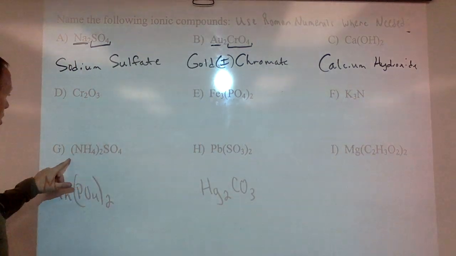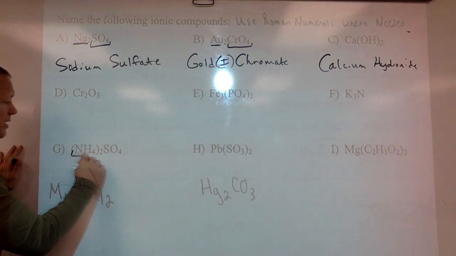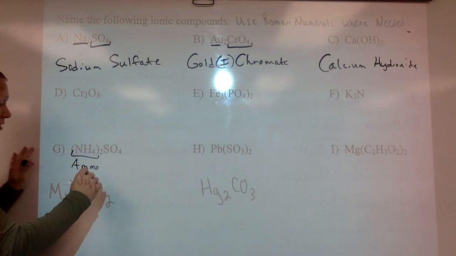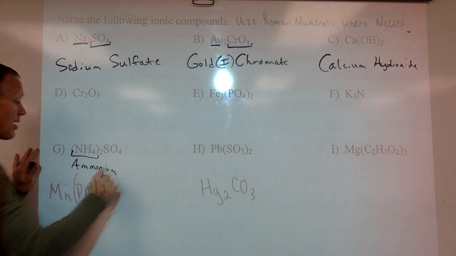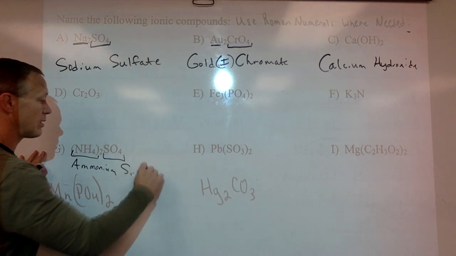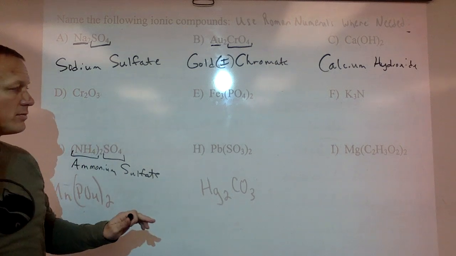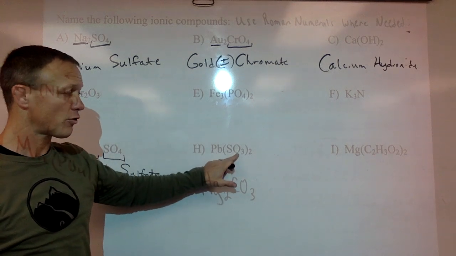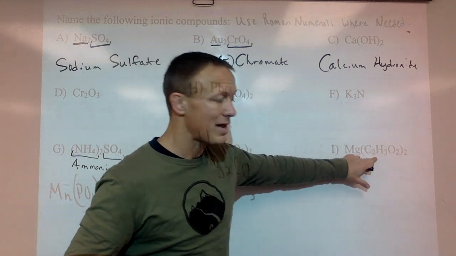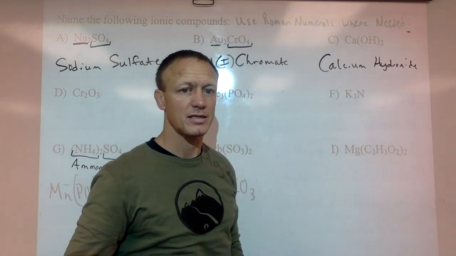Okay. One more here. NH4 is a polyatomic ion. It's the only one that will start a compound because it's the only positive one that we're going to use. So it's called the ammonium ion. So that's called ammonium. And SO4 is called sulfate. Lead, SO3 is called sulfite. Magnesium, this thing is called acetate, magnesium acetate.